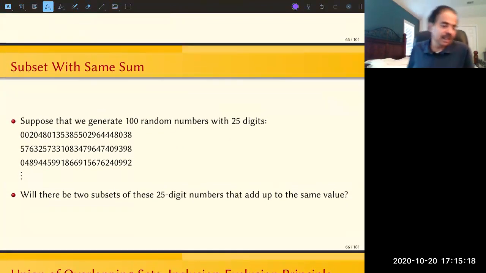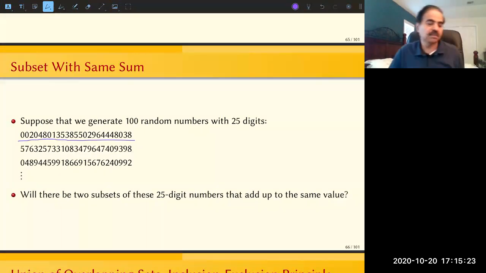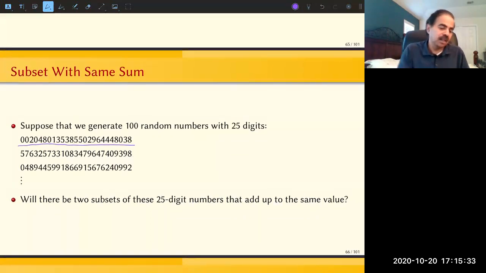So let's ask another question. Let's take 100 random numbers with 25 digits. I'm using 25 digits because if you add up these numbers, there are so many different digits that if you add up two sets of these 25-digit numbers, you would expect that they are unlikely to have the same value.